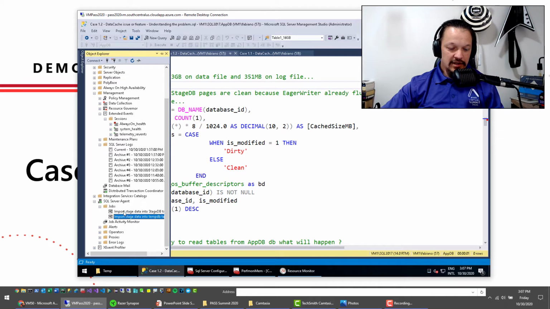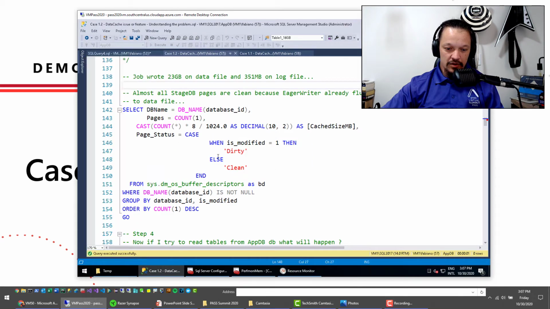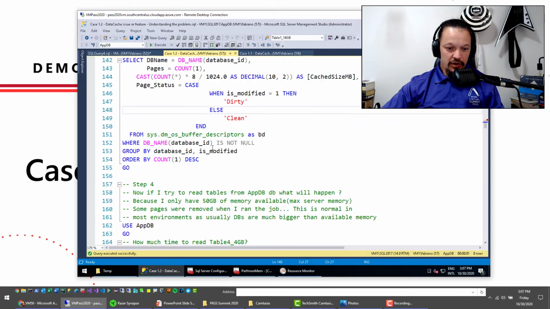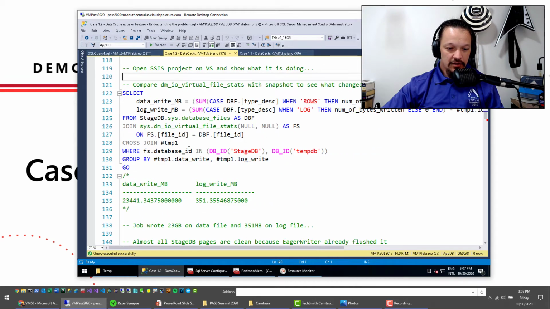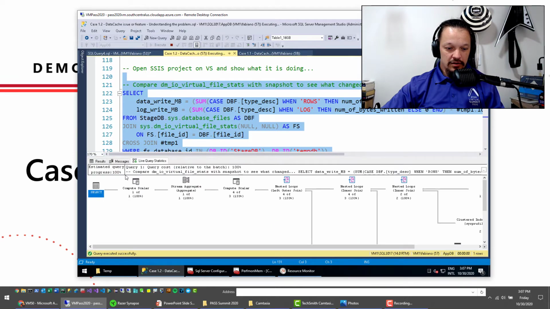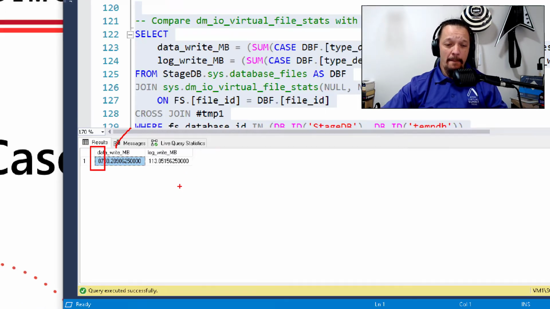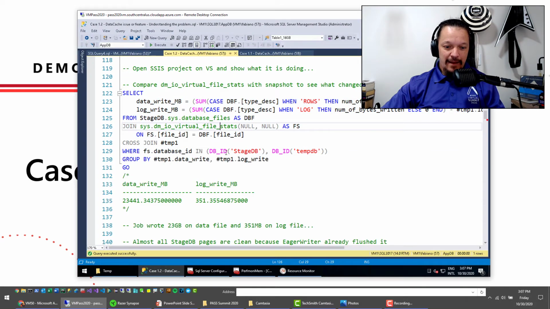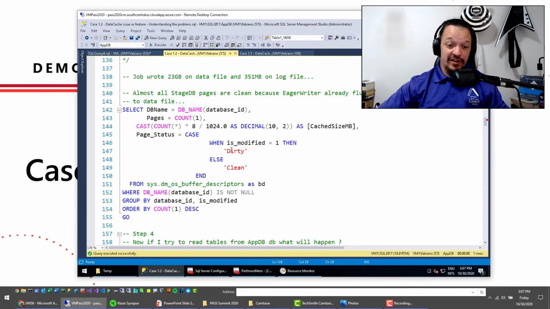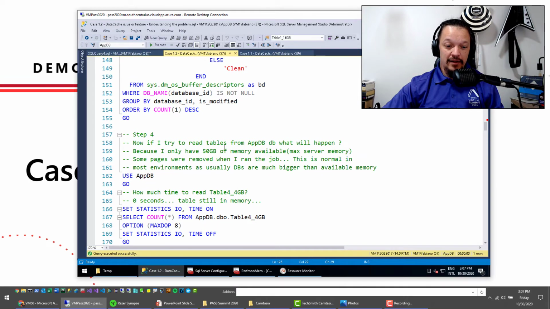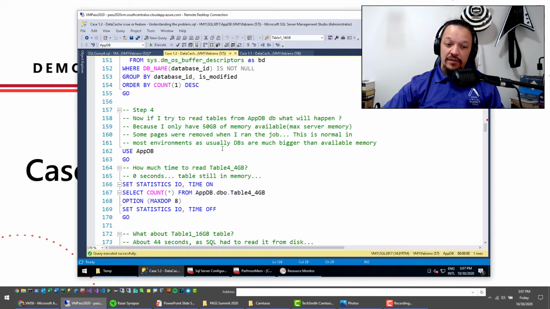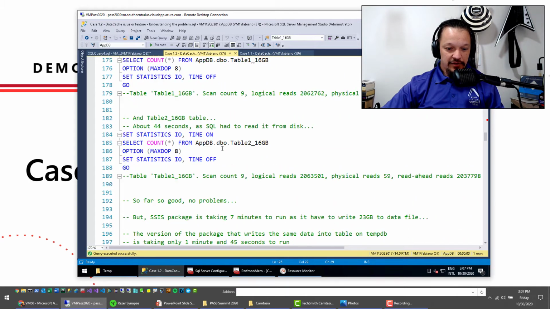I think that it's already enough. Let's stop the job. Okay. If we look here, let's see the snapshot. For the time this was running, it wrote about 8.7 gig into the data file. If I try the same thing with the optimized version, with the one that inserts into a TempDB table, here's the difference.